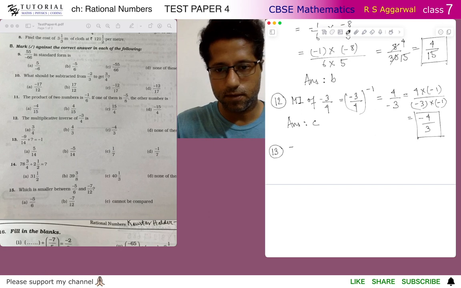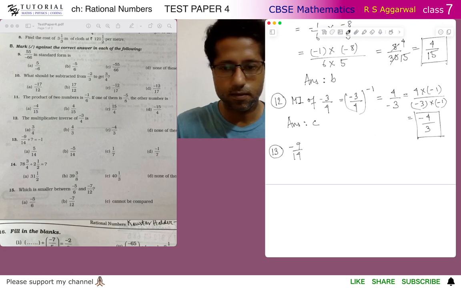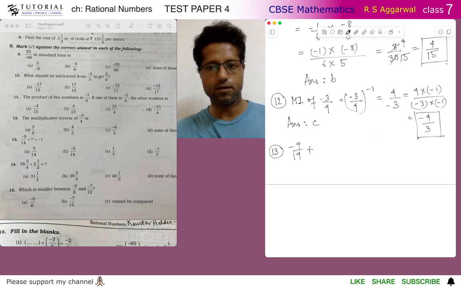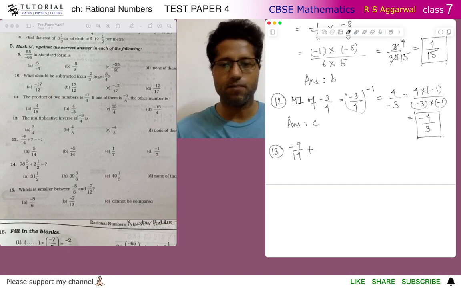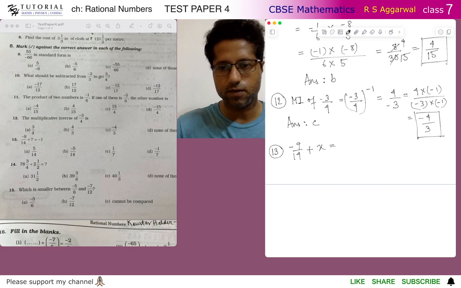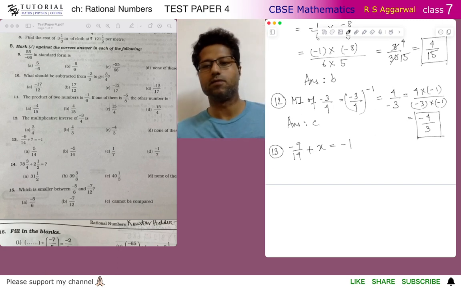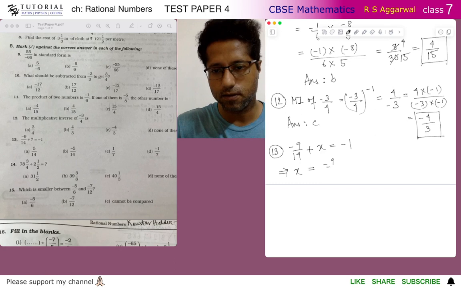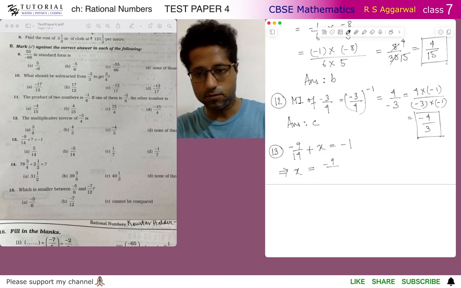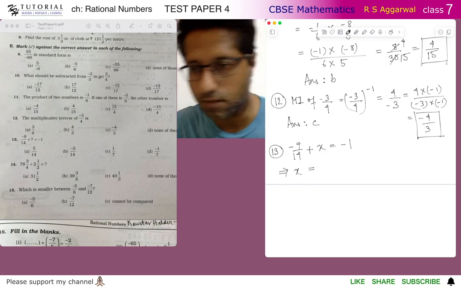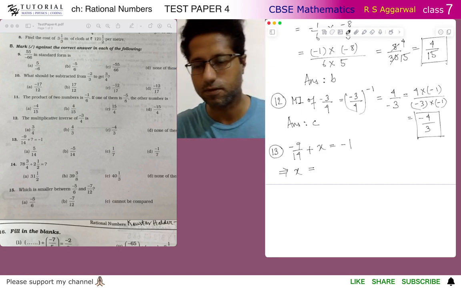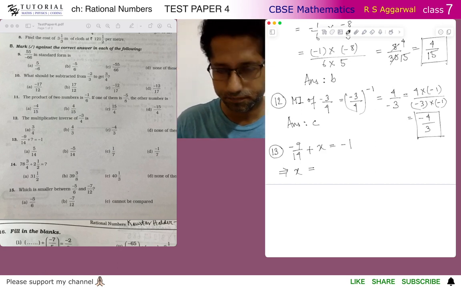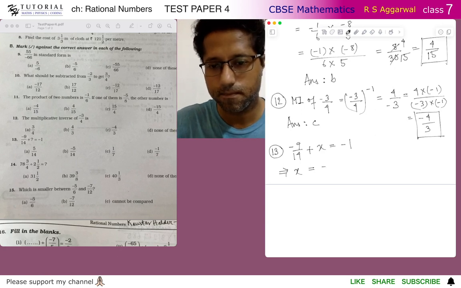It is saying, what should be added to minus 9 by 14 to give minus 1. So let that number be x. We are given this problem statement, minus 9 by 14 plus x equals minus 1. We have to find x. So from here we can say that x is the difference of the sum and the other number. Here the sum is minus 1 and the other number is minus 9 by 14. So x will be the sum minus the other number.